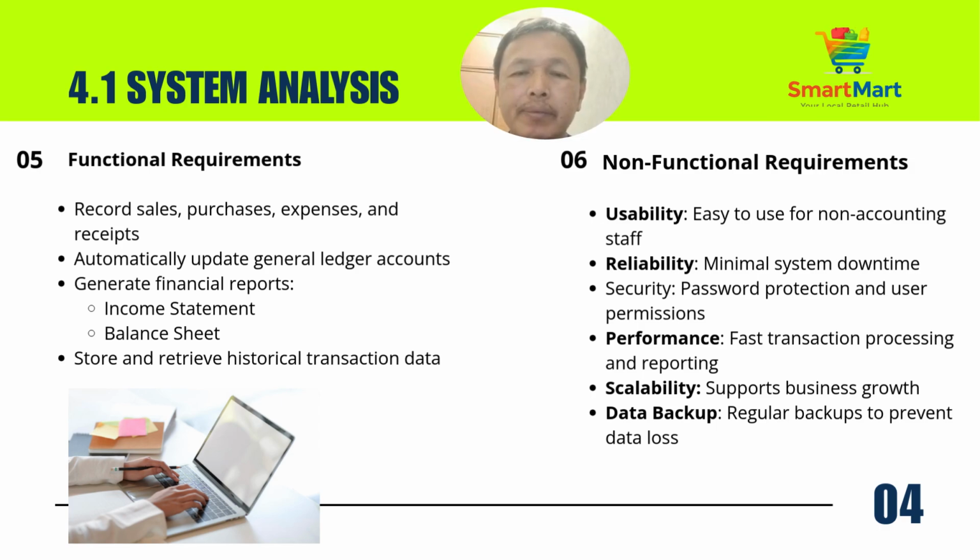For functional requirements, the proposed system must be able to record sales, purchases, expenses, and receipts correctly. It should automatically update the general ledger and generate important financial reports such as the income statement and balance sheet. The system should also be able to store past transaction data and allow users to retrieve it easily when needed.